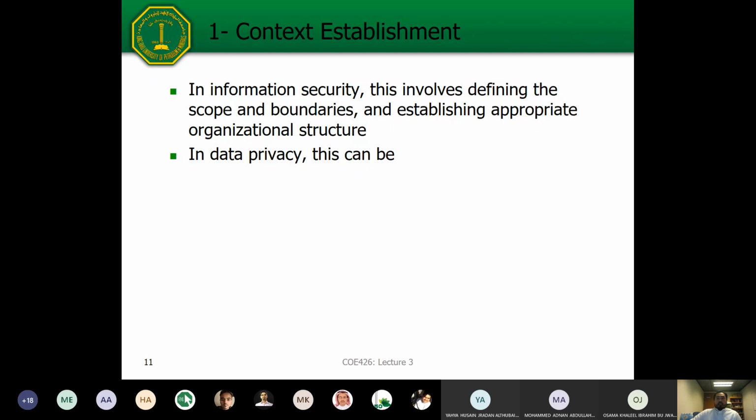So what do you mean by context establishment? By the way, do you have any questions so far? So this was a quick revision. Any questions?